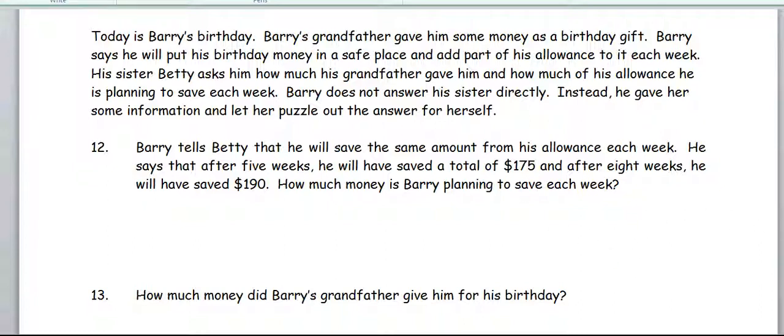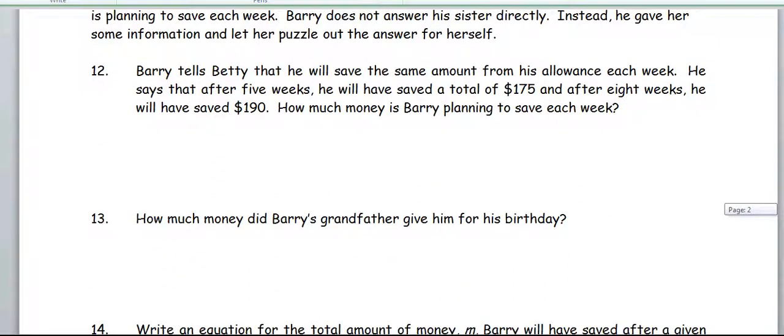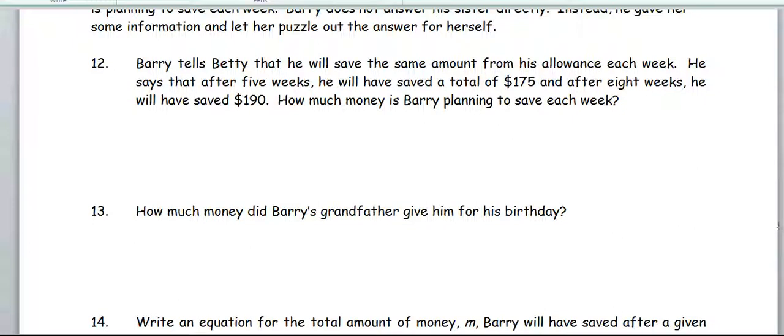Number 12. Barry tells Betty that he will save the same amount of allowance each week. He says that after 5 weeks, he will have saved a total of $175. After 8 weeks, he will have saved $190. Well, let's think about this. How much money is Barry planning to save each week?